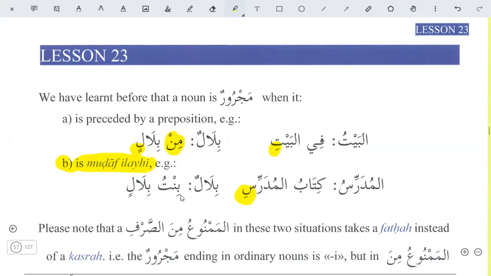Bilalun, Bilal. Bintu Bilalin, Bilal's daughter. So Bilal is mudaf ilai and Bilal is majrur here.